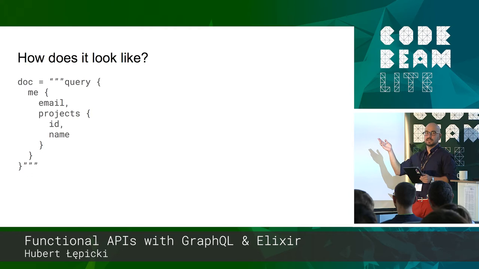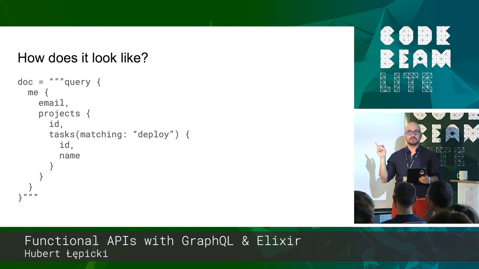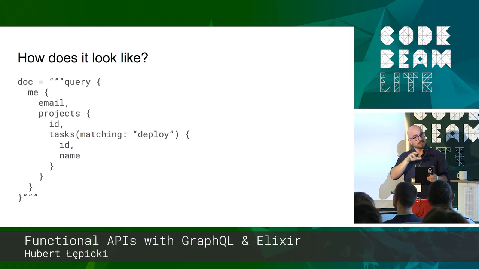And then for each of those projects, I can fetch a list of tasks and whether they have been completed or not, right? So that would be some examples of queries. I can also use arguments for those edges, for those associations. Like, for example, instead of fetching all of the tasks, I could just fetch tasks that are matching some string. Like, what should I have deployed? And then you can search for deploy across the projects, and you're going to get some data.